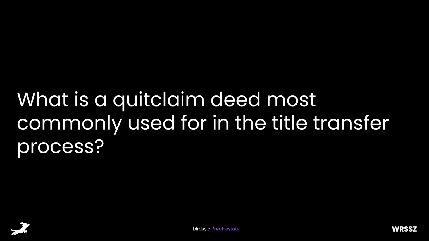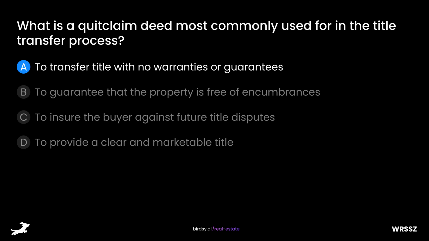What is a quitclaim deed most commonly used for in the title transfer process? Is it A, to transfer title with no warranties or guarantees? B, to guarantee that the property is free of encumbrances? C, to ensure the buyer against future title disputes? Or D, to provide a clear and marketable title?